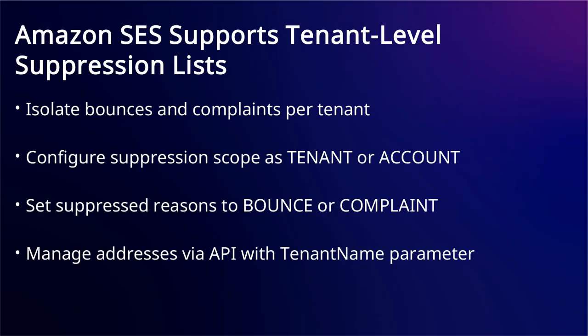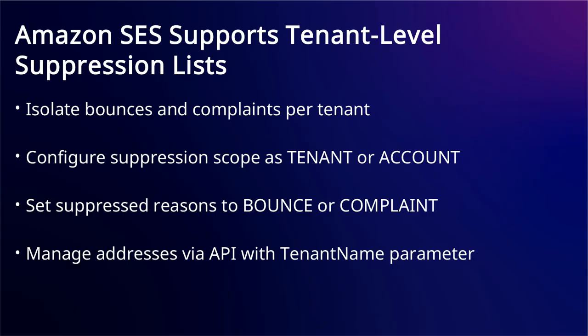Previously, all tenants in an SES account shared a single suppression list, which meant that email issues from one tenant would suppress emails for all other tenants in the account. This created problems for SaaS providers sending on behalf of multiple customers, enterprises separating transactional and marketing mail, agencies managing different brands, or any application managing distinct email streams.